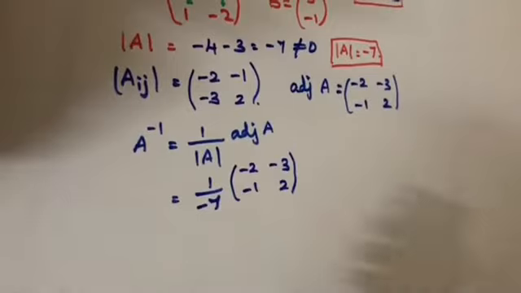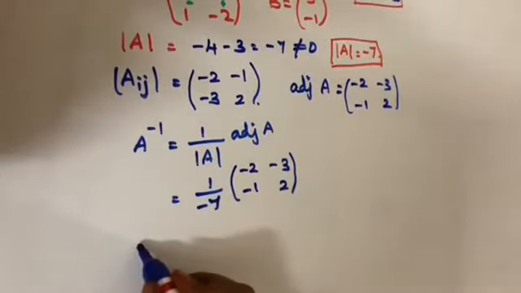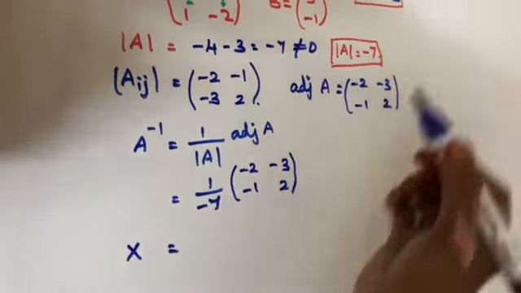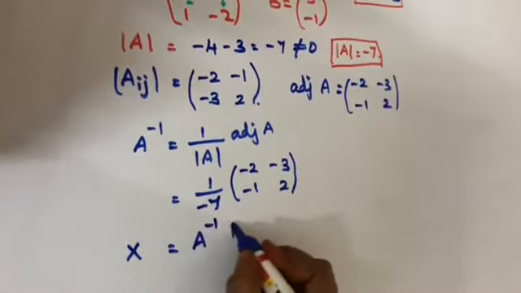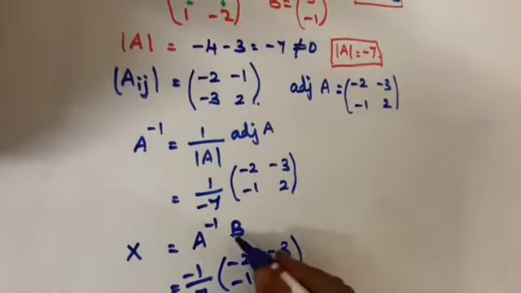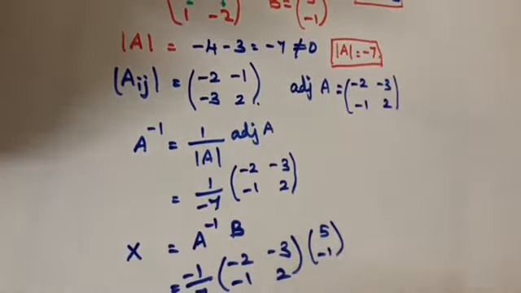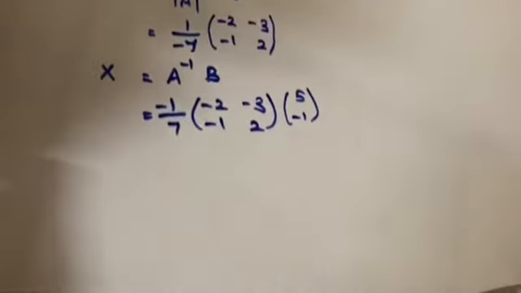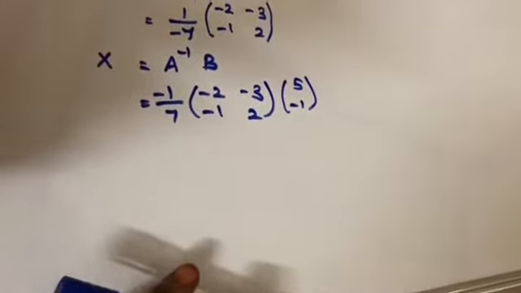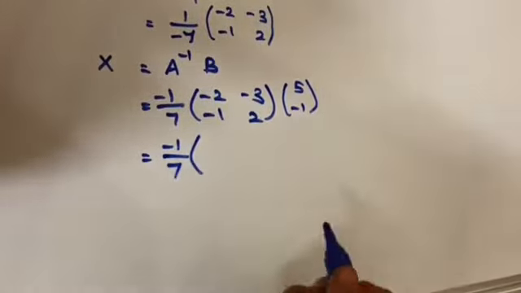Okay. Now we have to multiply it with B. So x is equal to A inverse B. Here A inverse is 1 divided by, or minus 1 by 7 into minus 2, minus 3, minus 1, 2 into B. What is B? 5, minus 1. So minus 1 by 7. Shall we multiply these two matrices first?